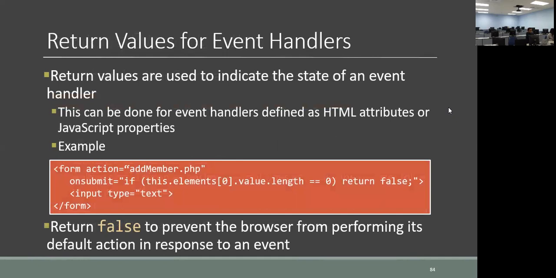Return values are used to indicate the state of an event handler. Okay? So one of the common things you do with return values is to stop an event from occurring, or stop the completion of an event from happening, right? A typical example would be if you are submitting data in a form. Say a person is trying to log in, and you want to do login validation.